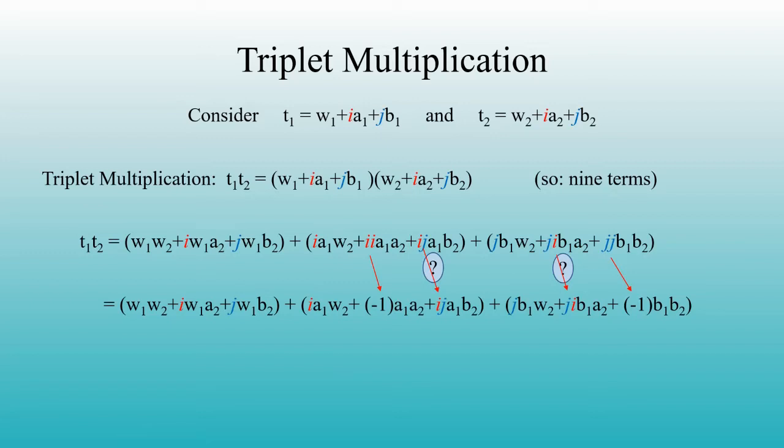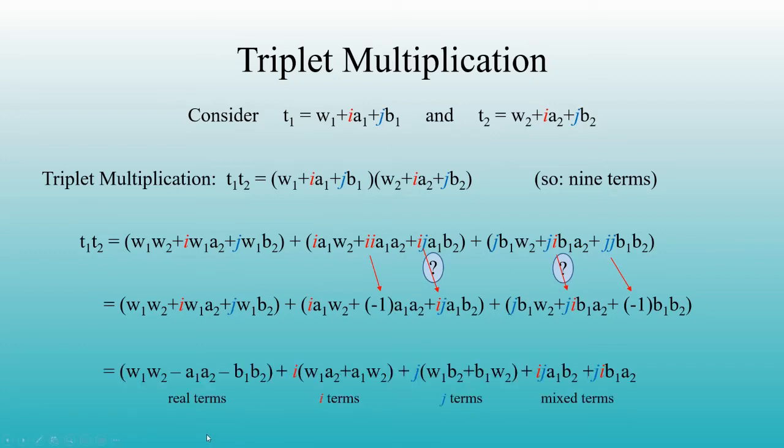The third and final step of the algorithm is to regroup the terms into similar kinds. Those that are real, those that are proportional to i, those proportional to j, and in this case, the ij mixes that we haven't resolved yet. In order for Hamilton to consider triplet multiplication to be well-defined or well-behaved, which is important to a guy seeking truth with a capital T, he really needs the product of these two triplets to remain in the set of triplets, that is, be of the form w plus ia plus jb. So we have to resolve these cross-product terms.